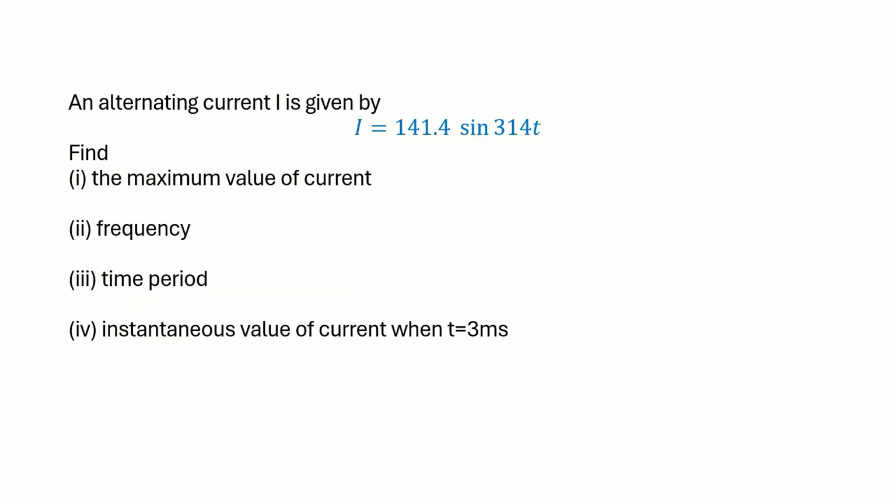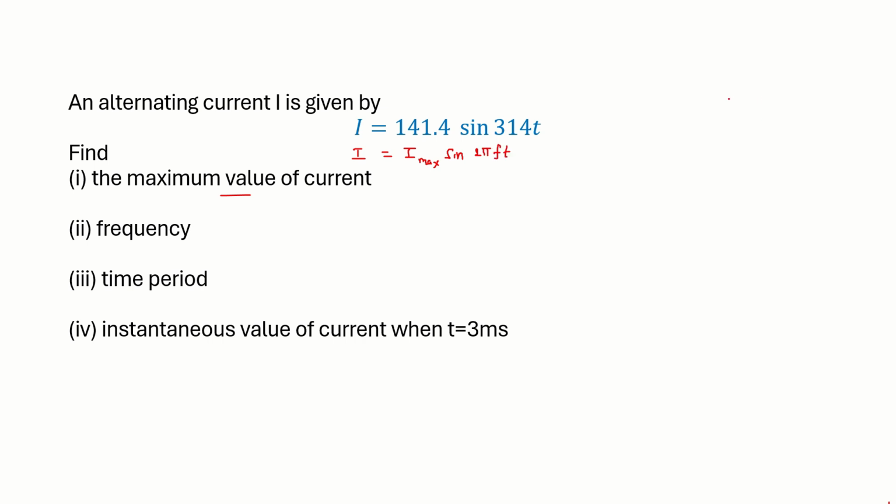Next question, some equation is given. This is for the instantaneous current equation. I of t equal to 141.4 sin 314 t, something is given. We have to find the maximum value of the current. Let us compare with the standard equation. I of t equal to I max sin 2 pi f t, that is it.